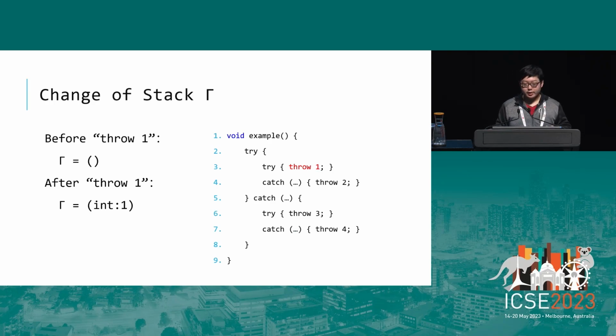On the right side, there is a little complicated program. We will use this example to show how we track the exceptions with the help of the stack gamma. At the beginning, gamma is empty. After the statement throw 1, there is an exception, which is int 1 in the stack.